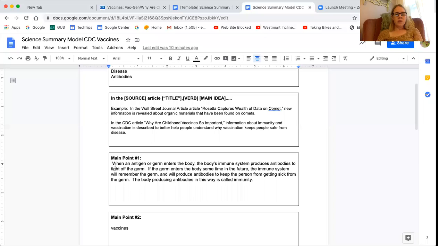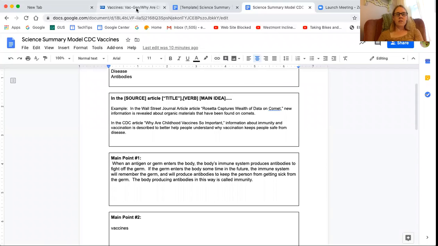Okay, so what I've written here is: when an antigen or germ enters the body, the immune system produces antibodies to fight off the germ. If the germ enters the body sometime in the future, the immune system will remember the germ and will produce antibodies to keep the person from getting sick from the germ. The body producing antibodies in this way is called immunity. So what I just want to point out here is that this is 3 sentences.